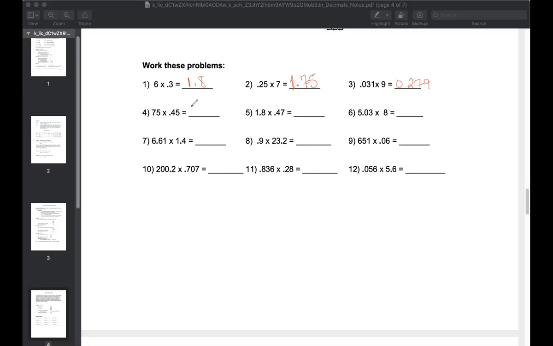All right, Jules, what's the answer for number 4? Okay, for number 4, 75 times 0.45. I got 33.75. Very good. All right, and your next one, number 5? The next one, I got 0.846. Okay, very good.